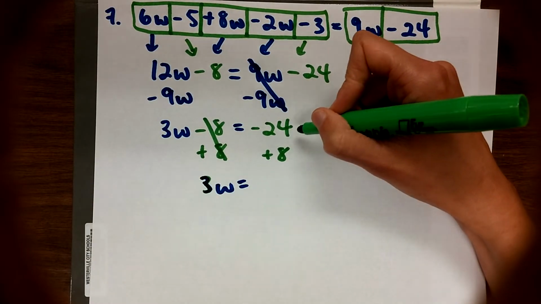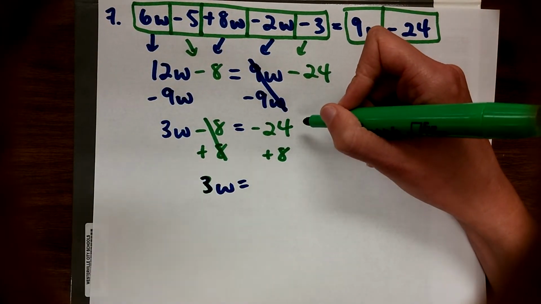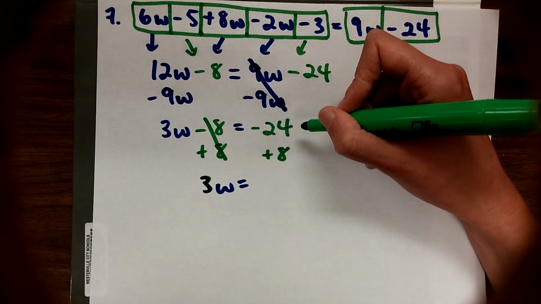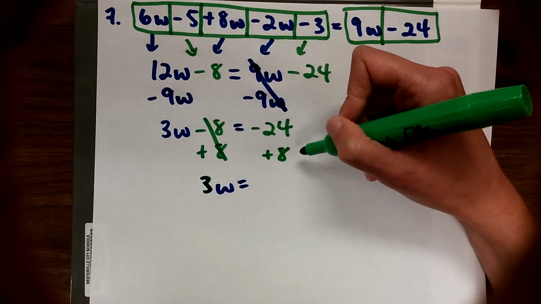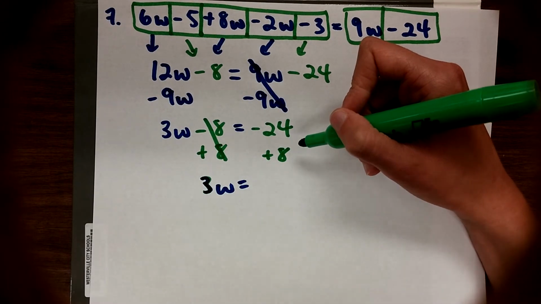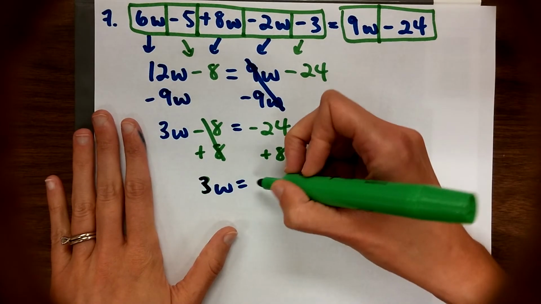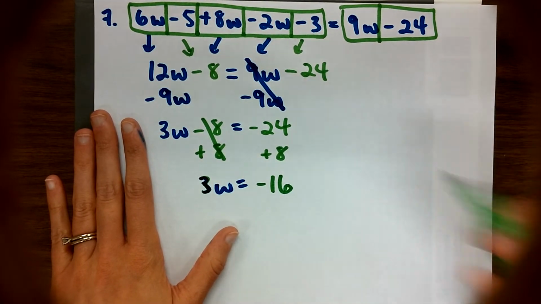So if you have negative 24, you want to think about actually being 24 units below 0. And then you're adding 8. So you're going to go up, getting closer to 0. So that will put us at negative 16.